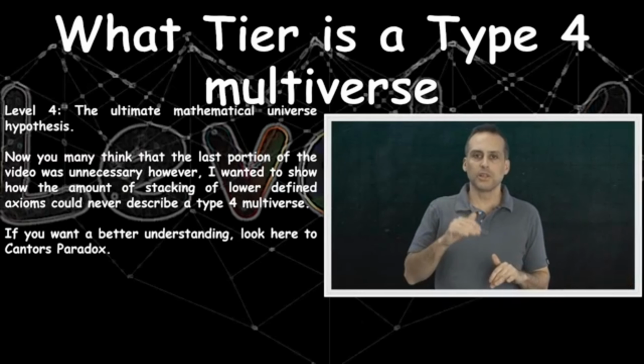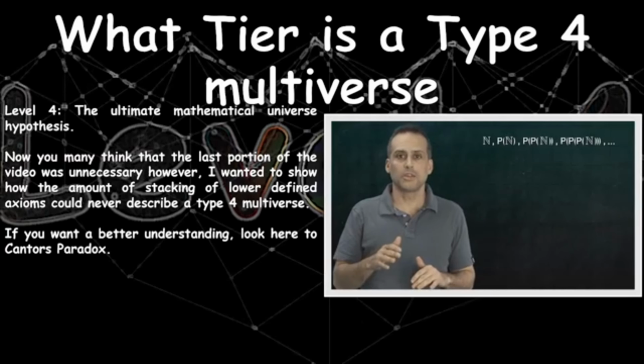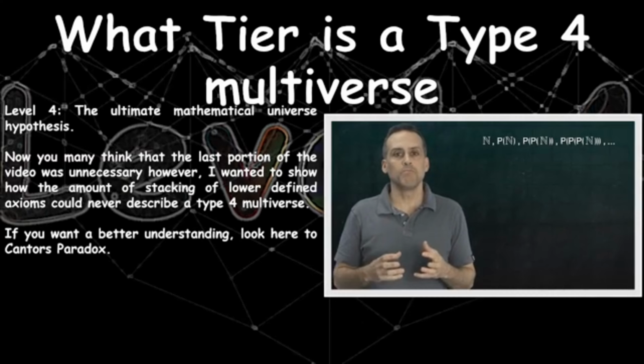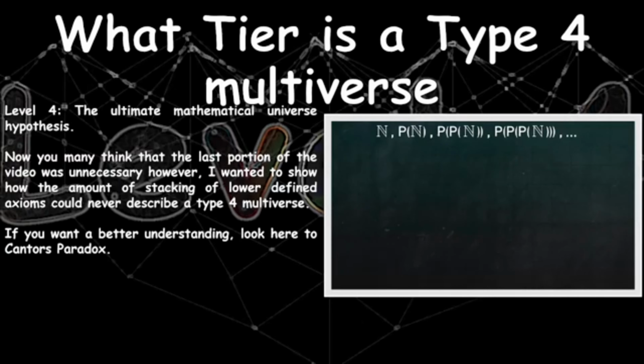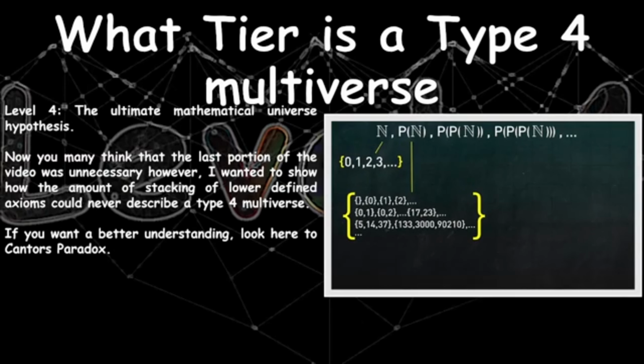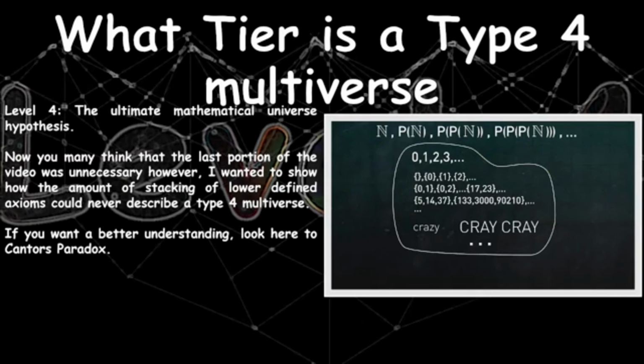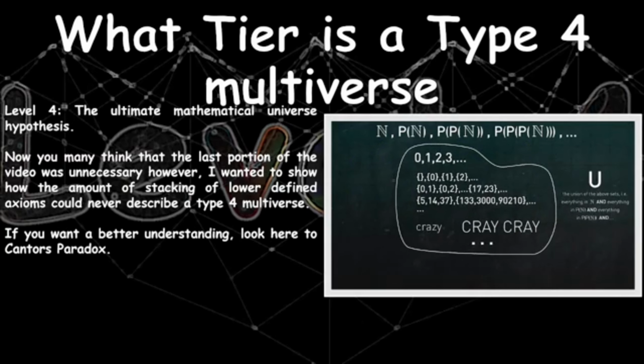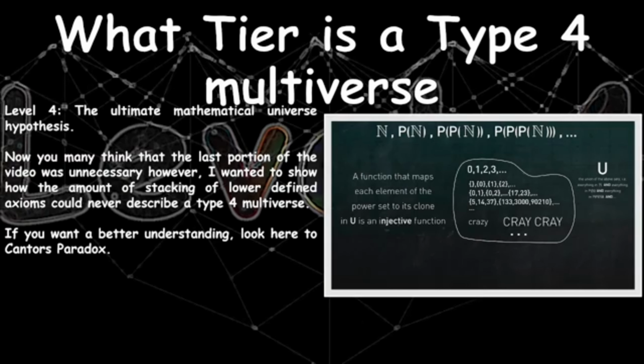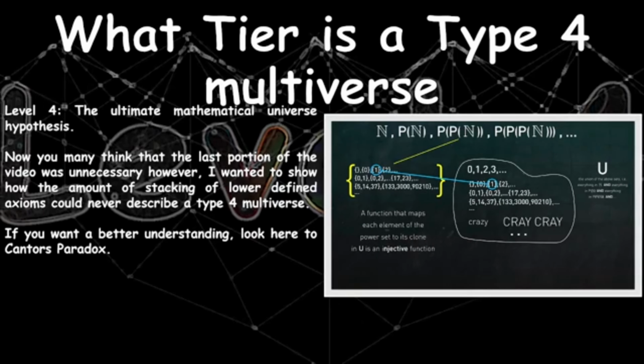Let's go back to the original list of sets, not the sizes, the sets, and let's form their union U. In other words, I want to take all the elements of the set N, all the elements from the set P of N, and from P of P of N, etc. And I want to aggregate all those elements into one big set U. Now there has to be an injective map from any of the power sets in the chain into U. Just send each element of that power set to its clone in U. That means that the cardinality of U has to be greater than or equal to the cardinality of any of the power sets that were in the chain.